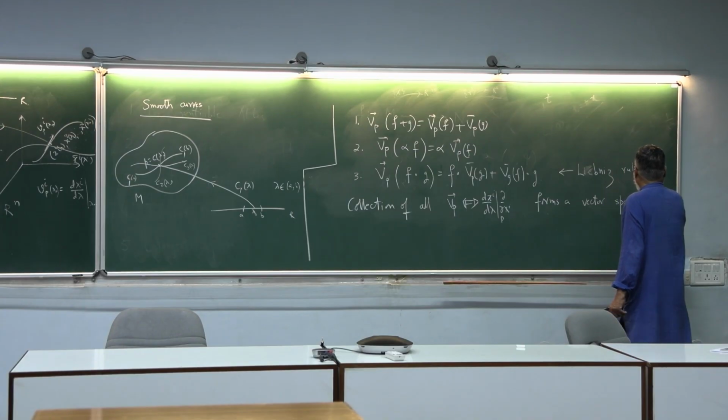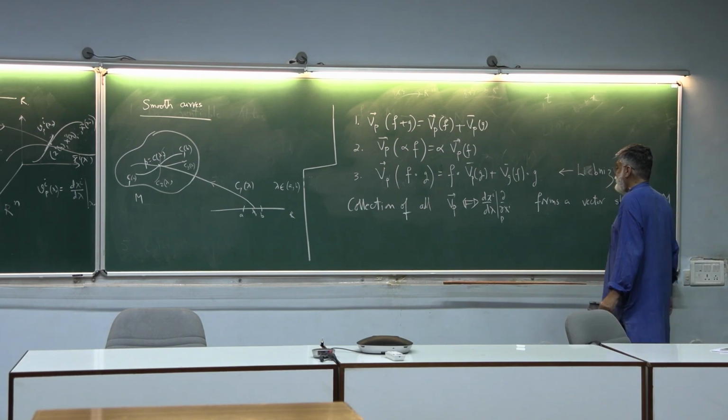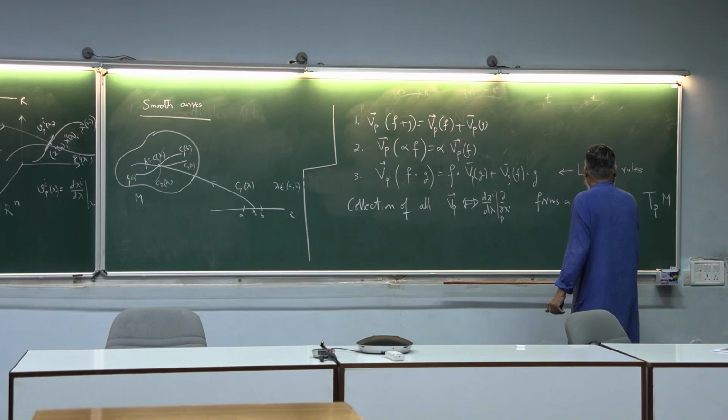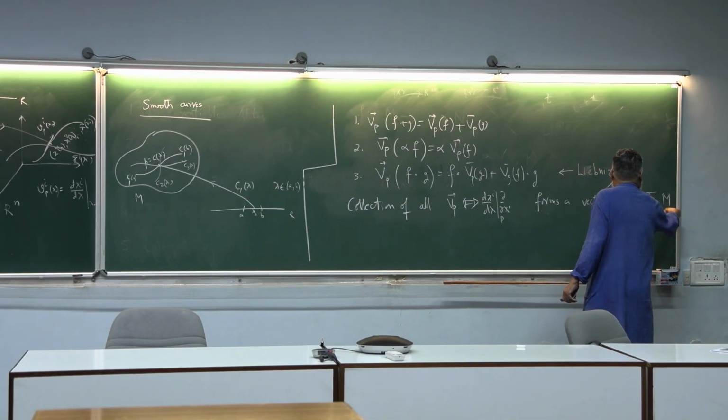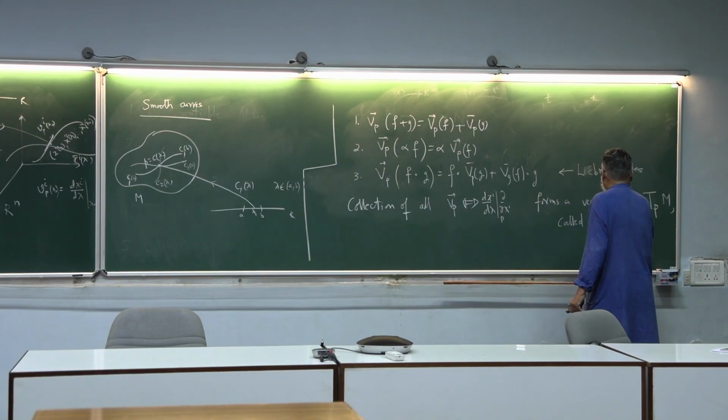And it is called TPM, that is associated with the manifold, and the vector space corresponds to one single point, and this is called the tangent space. So because of TPM, it is designated, this is called a tangent space at P. It is called a tangent space at P.